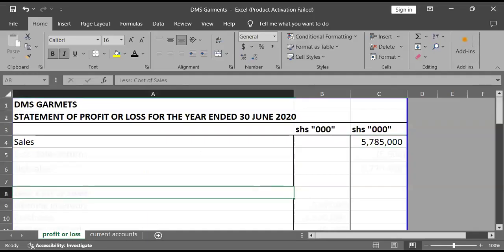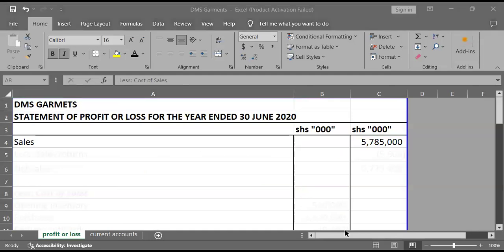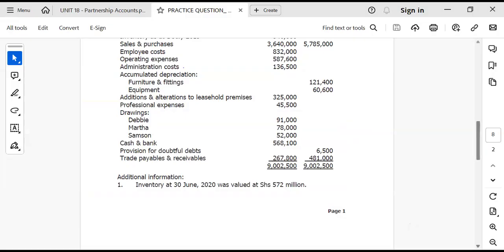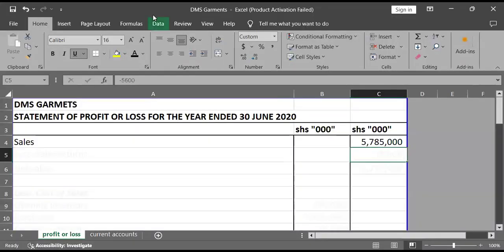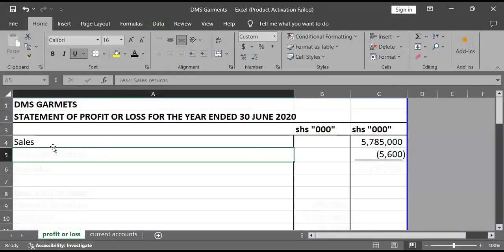Let's go to the question and see. It should be there because I remember reading it, 5.6. I saw something to do with returns here. Included in operating, we have returns inwards of 5.6. Yes, so we have returns inwards of 5.6. That means that people bought and they came back and brought some of those things back. So we're going to show our 5.6. That means that our sales reduced by 5.6.